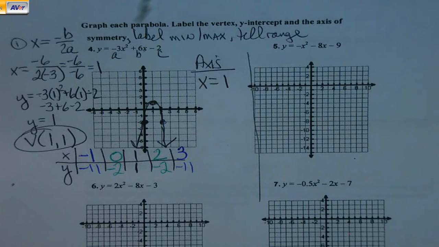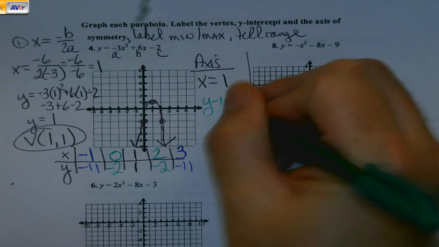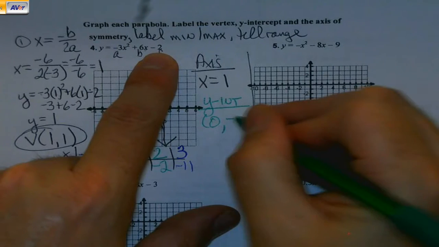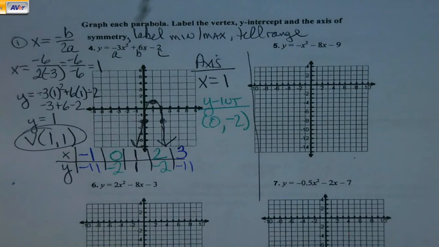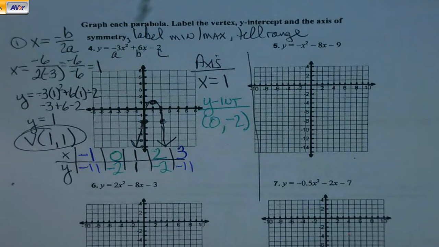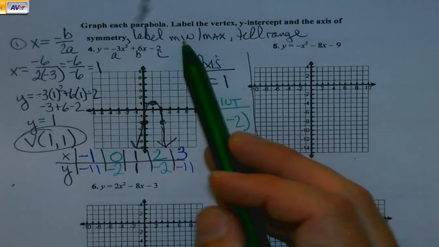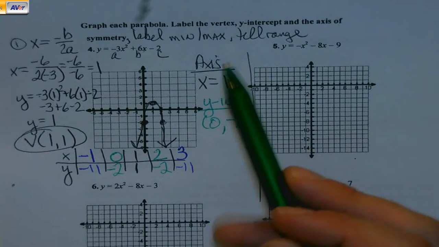My y-intercept is always going to be 0 and my c value, or I can plug in 0 for x. Y-intercept, axis of symmetry, got that, got that. Okay, what's this minimum maximum thing that you're talking about?